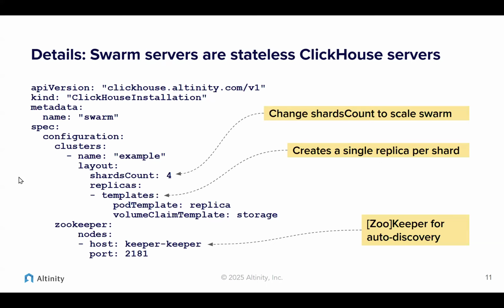Shards are separate ClickHouse servers, which are not connected by replication. So there's just a single replica per shard. If you want to make the swarm bigger, you either change that number when you first set it up, or you can go in later and edit it up or down, and Kubernetes will change the size of the swarm accordingly. And then we have a reference to Zookeeper, which we use for auto discovery. That's the thing that allows the swarm nodes to register themselves and for other ClickHouse clusters to find out where they are. So this is the setup.